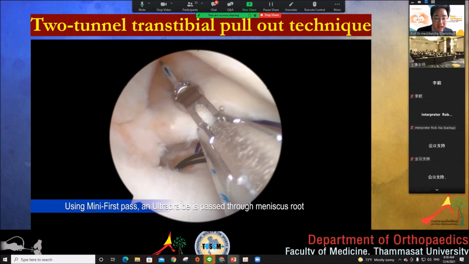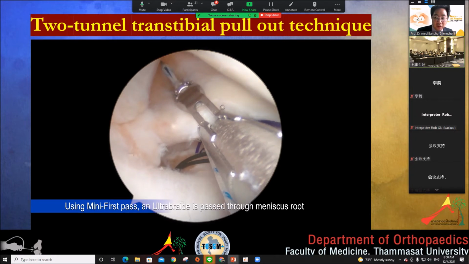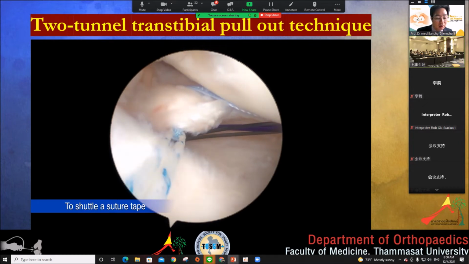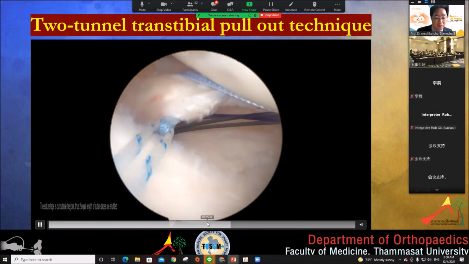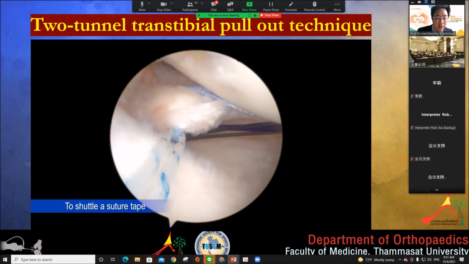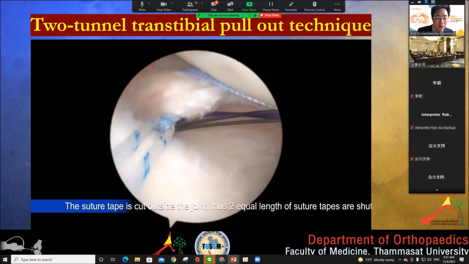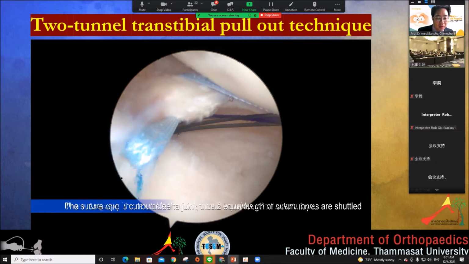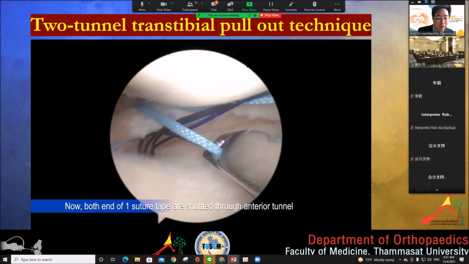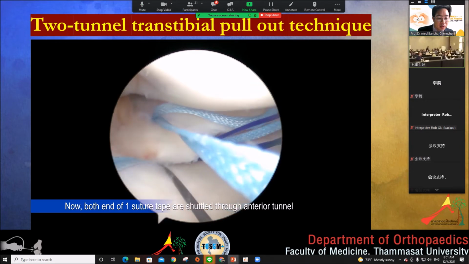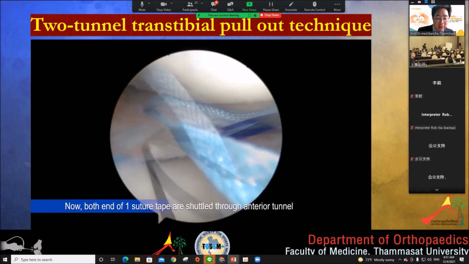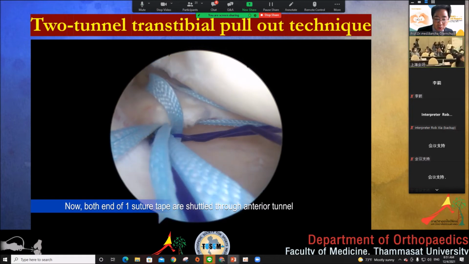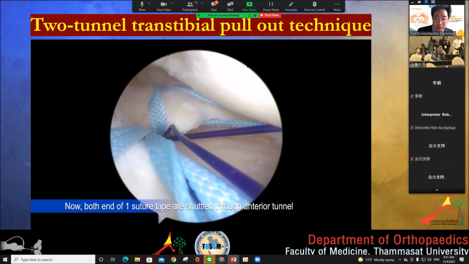Use a mini first pass. So use a shuttle. I prefer to use a tape. Okay. This one. Then you pass the suture in. Okay. Use the tape. Okay. And then you pass the suture into the tunnel. Okay. I try to make only 2 holes in the meniscus to prevent the soft tissue cut through.